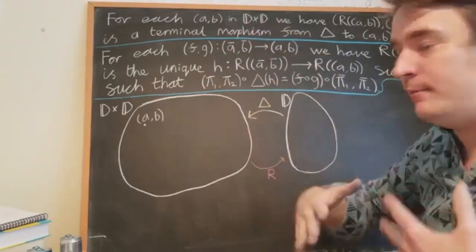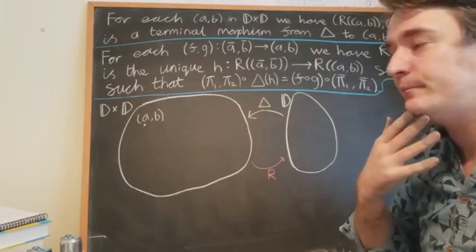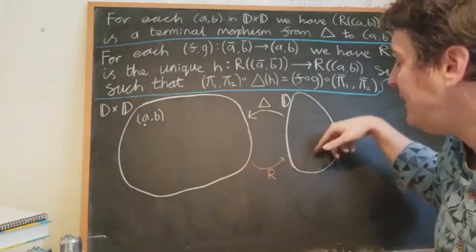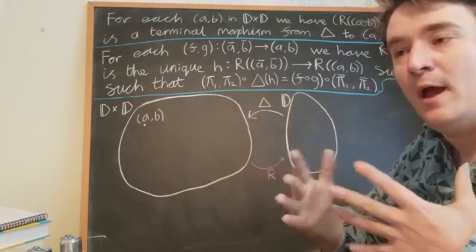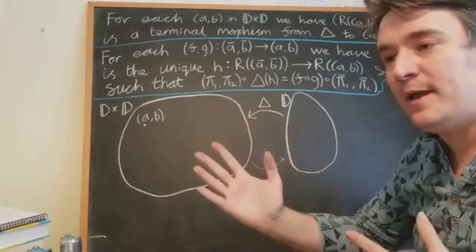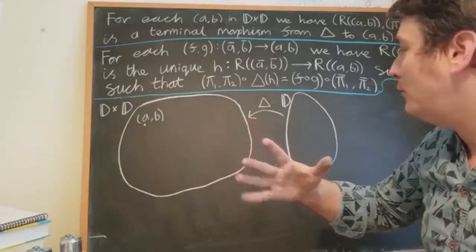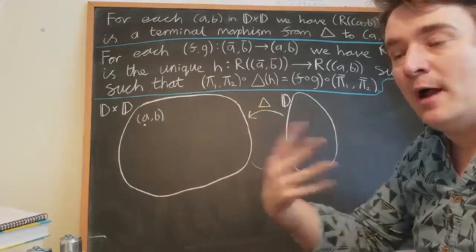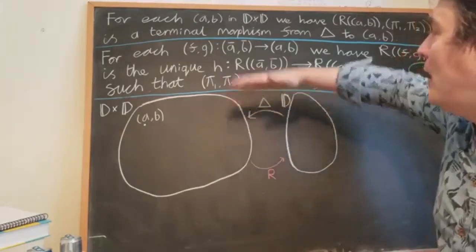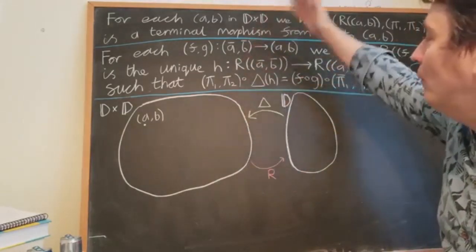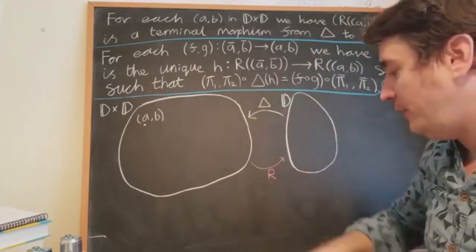And then this statement here is going to be basically saying that this functor R here is the right adjoint of this functor L. So what I'm really doing here is demonstrating that the product functor is the right adjoint of the diagonal functor. Let's just start to interpret what this means, okay?